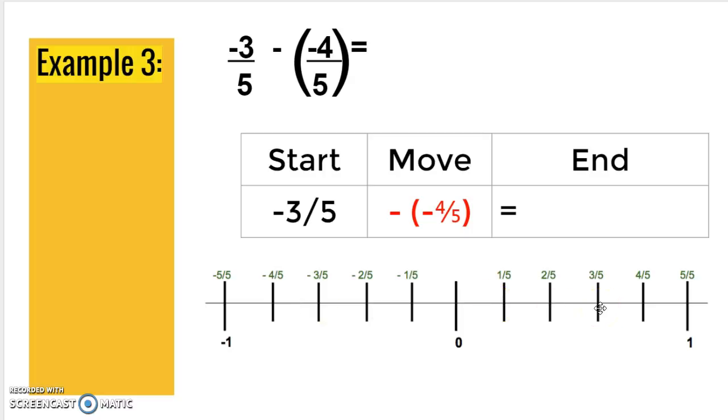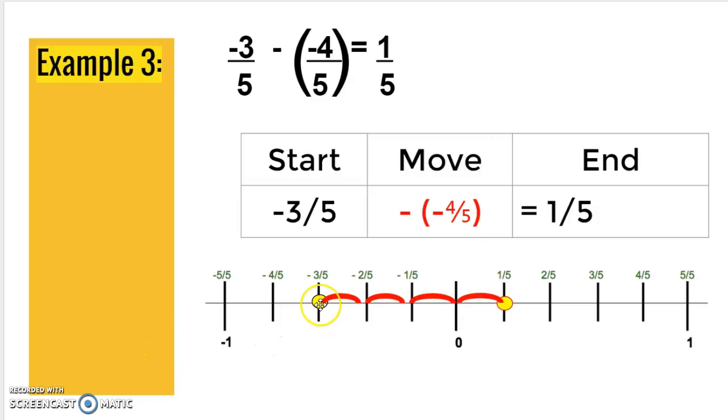Again, before I start counting, let's look at the spaces. How much is each one worth? From 0 to 1, the whole, it's broken up into 1, 2, 3, 4, 5 spaces. So that means I'm going to count by fifths. So here's what it will look like. I'll start at -3/5, and I will take away -4/5, which means I'm going to go to the right, the positive direction, and I count by fifths. 1/5, 2/5, 3/5, 4/5. And where I end, at 1/5, is my solution.